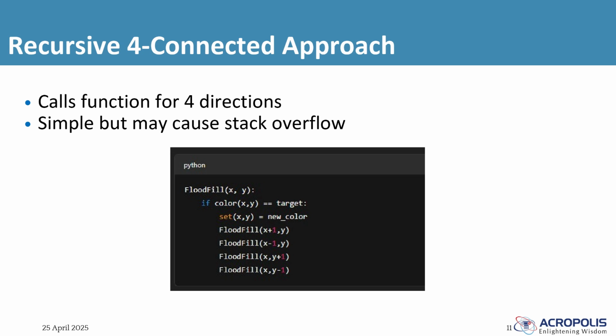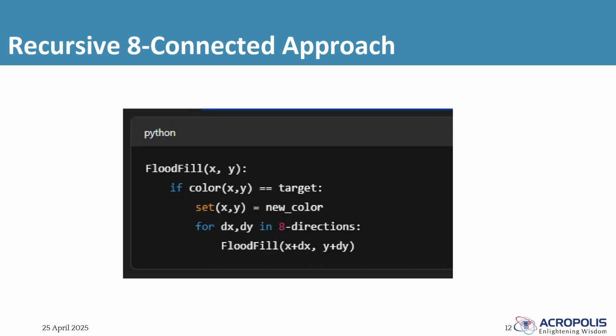The recursive method is quite straightforward. It checks all four neighboring directions, top, bottom, left, and right, but there's a catch. It can lead to stack overflow if the fill area is very large due to too many recursive calls. The 8 connected method is similar to the four connected approach, but with 4 additional directions, diagonal neighbors. This gives better coverage, especially in slanted or curved shapes. But again, be cautious of stack overflow issues.